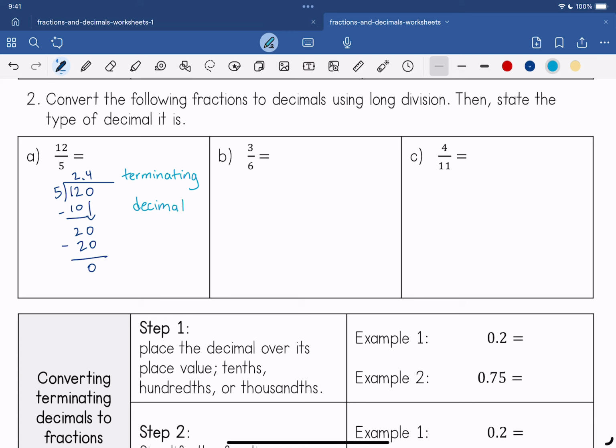Okay, B, 3 divided by 6. 6 goes into 3 0 times. Add a 0. 6 goes into 30 5 times. 6 times 5 is 30. The remainder is 0. This is also a terminating decimal.